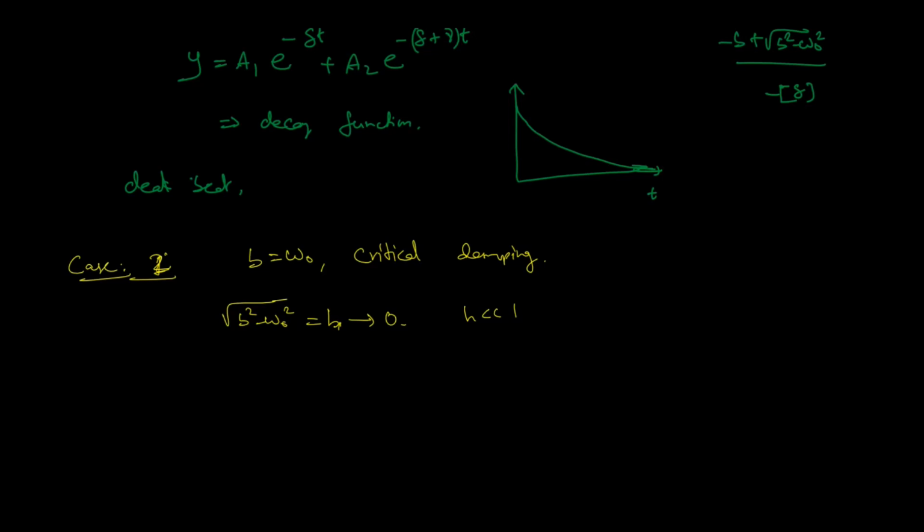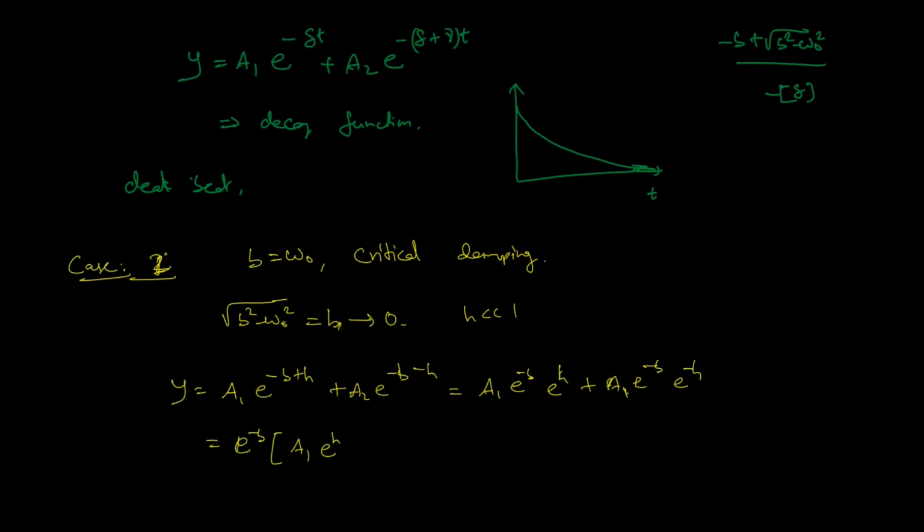அப்போ வந்து I have to write this. எப்படி எழுதலாம்னா y equal to a1 e power minus b plus h plus a2 e power minus b minus h. ஸோ இந்த டேர்ம் வந்து a1 e power minus b e power h plus a2 e power minus b e power minus h. இதில் என்ன நடக்குது அப்படின்னா வந்து this is simply, I can e power minus b will come out, a1 e power h plus a2 e power minus h.